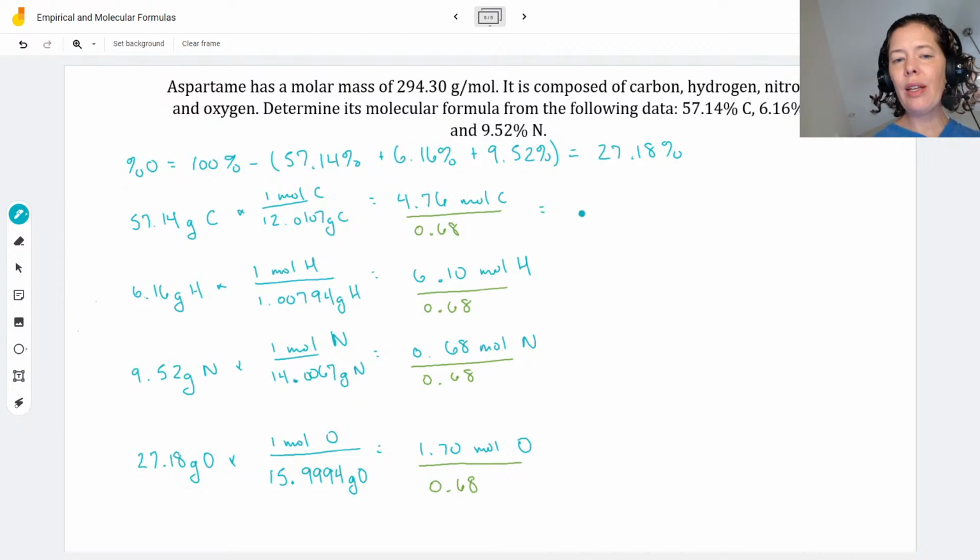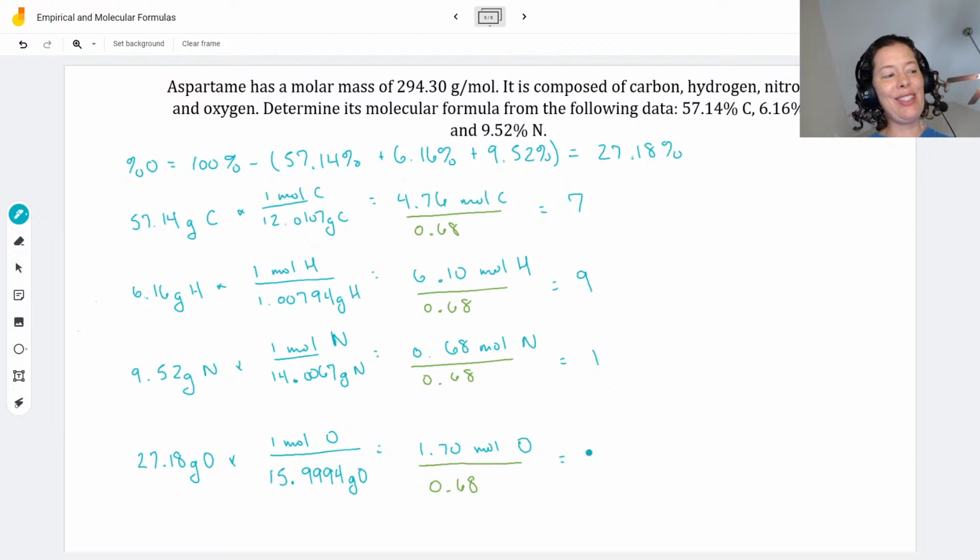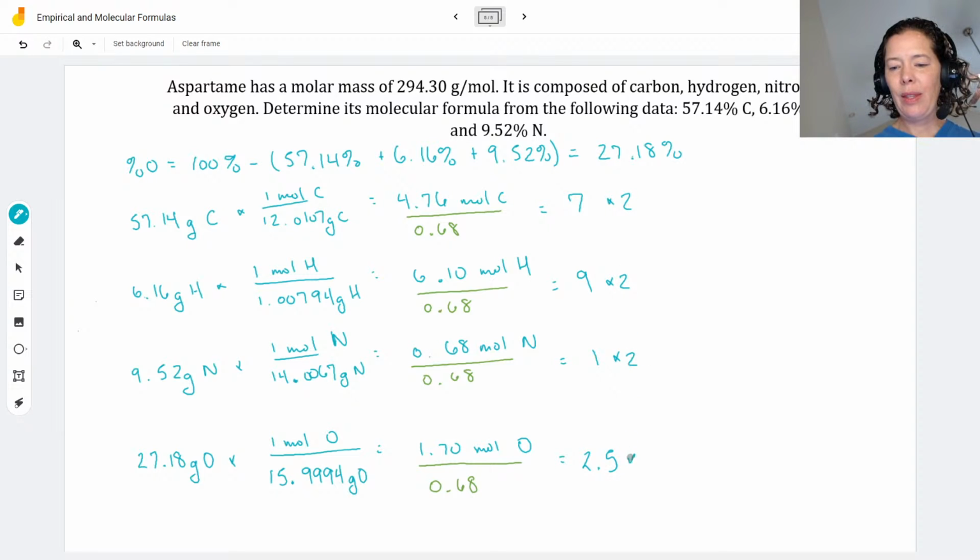Okay, so carbon, when you do this, you see it comes to about 7, so that's great. Hydrogen ends up being 9. Of course, nitrogen is 1. And when we do oxygen, we've done well so far with our whole numbers, but oxygen ends up being 2.5 again. All right, so we have another half, which means everything needs to be multiplied by 2. So we're going to multiply by 2 all around. All right, so this is going to give us 14 carbon and 18 hydrogen and 2 nitrogen and 5 oxygen.